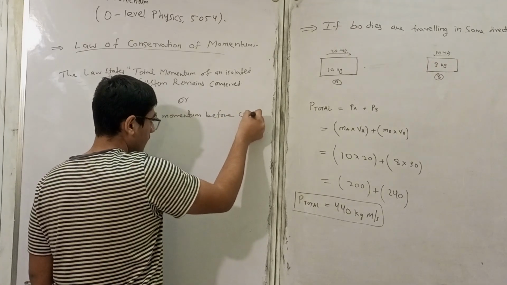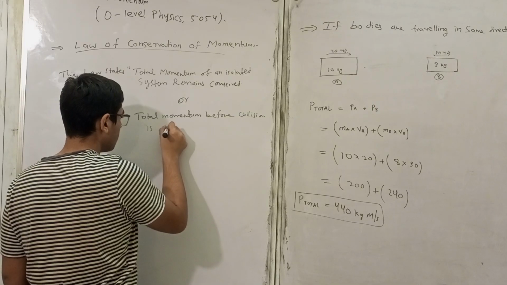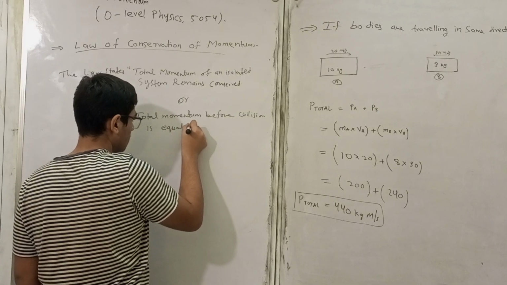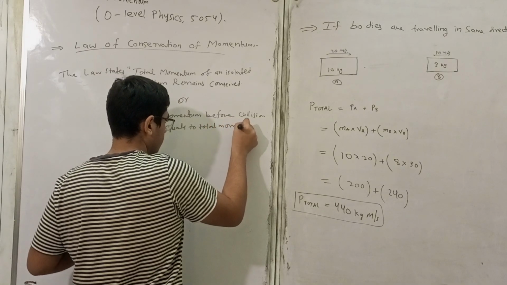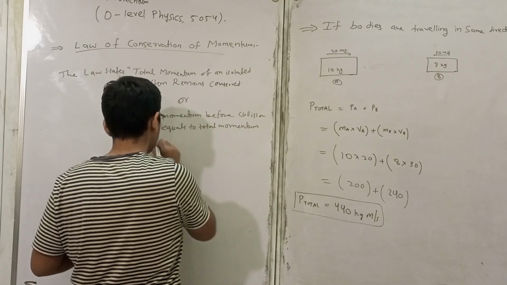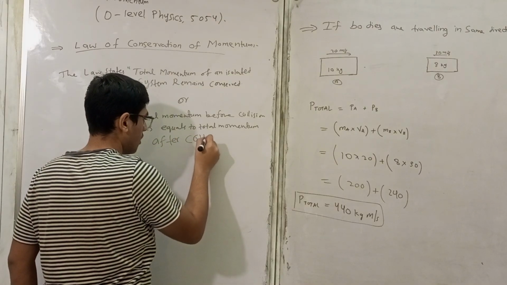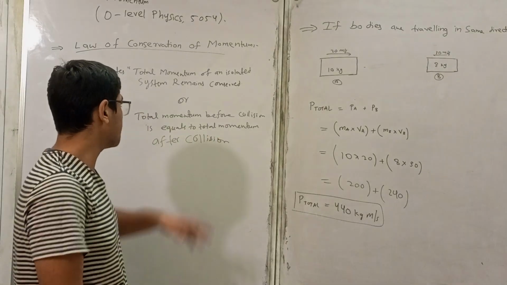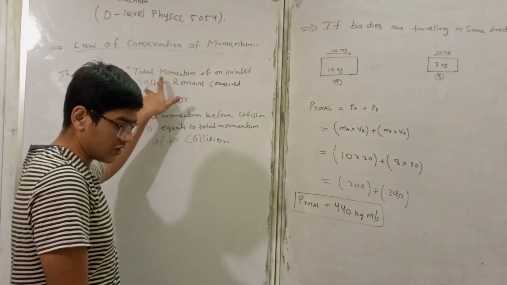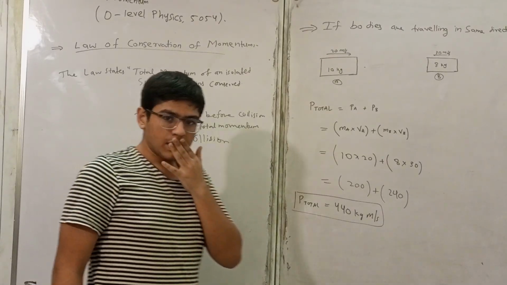Or we can also write that total momentum before collision is equals to total momentum after collision. Okay, so now we have discussed all the possible scenarios and the questions regarding the law of conservation of momentum. You can do it from your past papers as well. So now we will conclude here.